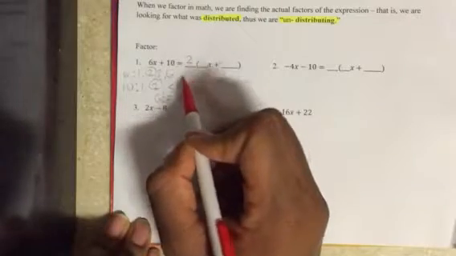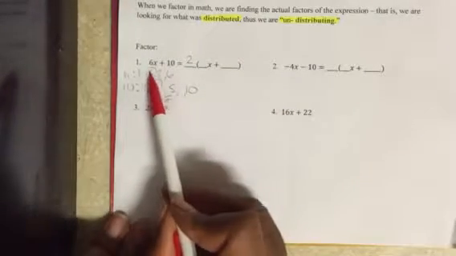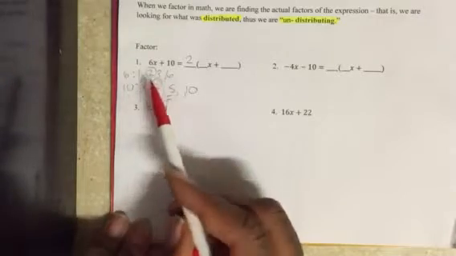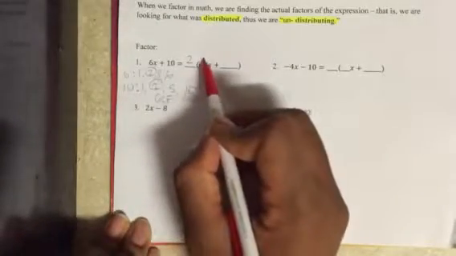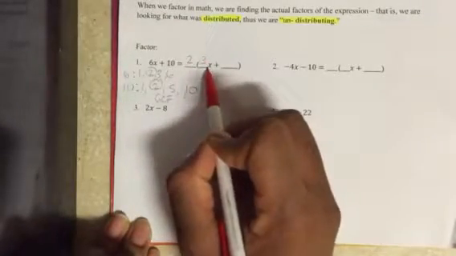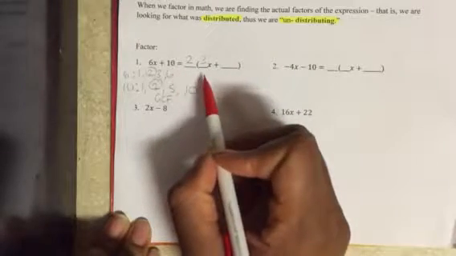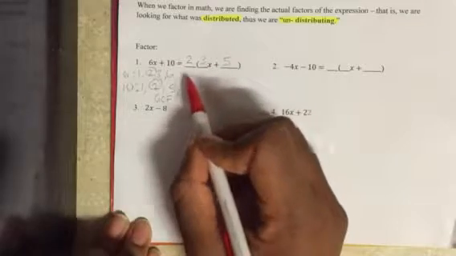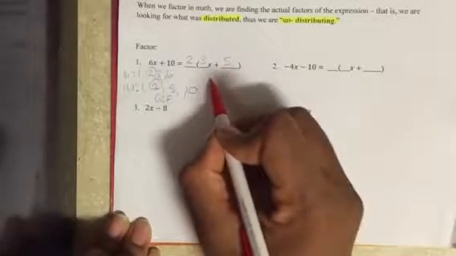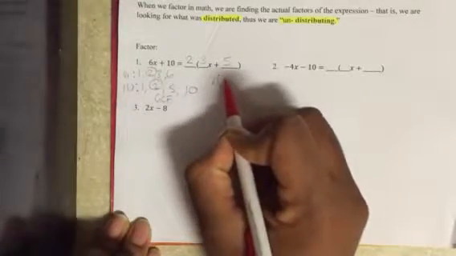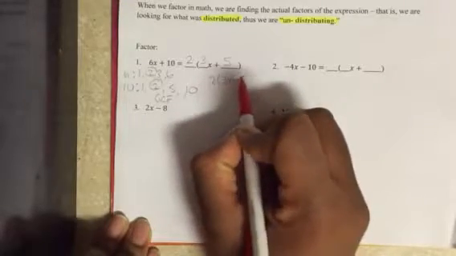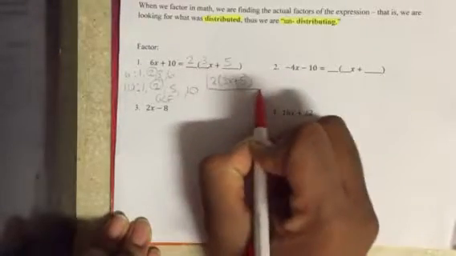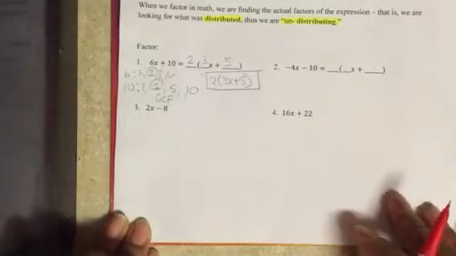Now, I take that GCF and say, 6x divided by 2 is what? Well, I know 6 divided by 2 is 3, so that's 3x. 10 divided by 2 is 5. So now I have just factored this expression. My final answer will be 2 parentheses 3x plus 5. So that's just a review of what we did yesterday.